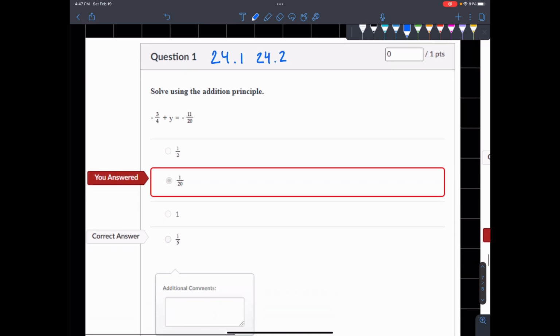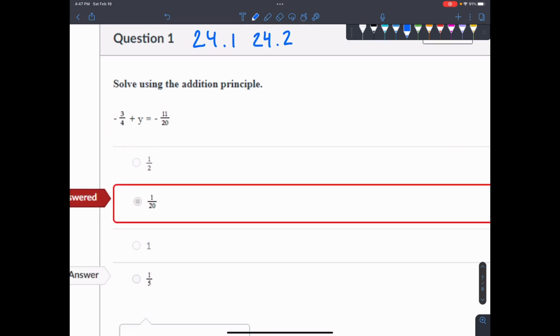And without further ado, let's go on to question 1 and 24.1, 24.2. Solve using the addition principle here. So what we want to do is add 3 over 4 to both sides. So then we're going to get y is equal to negative 11 over 20 plus 3 over 4.